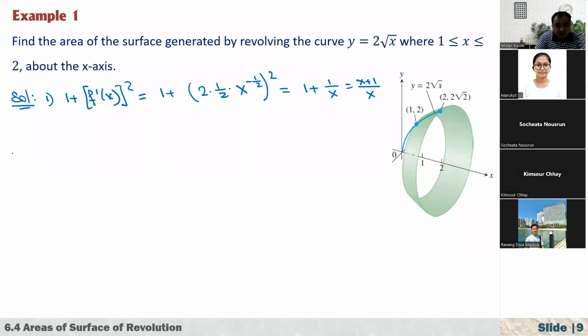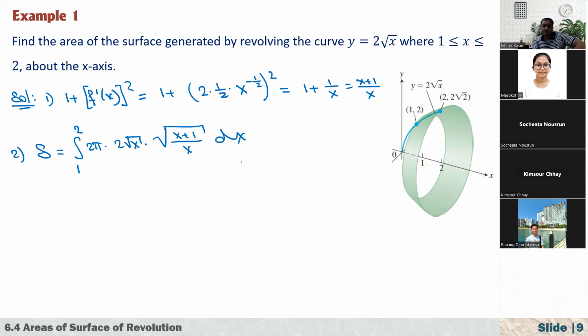The second thing is I'm going to write our formula. So the surface area is equal to the integral, with x changing from 1 to 2, and here we have 2 pi times our function. What is our function? That is 2 times square root of x, times the square root of 1 plus f prime of x squared, which is x plus 1 over x, and here we have dx. So that gives us the surface area of this, some kind of, not container actually. I think it looks like a kind of ear, right?